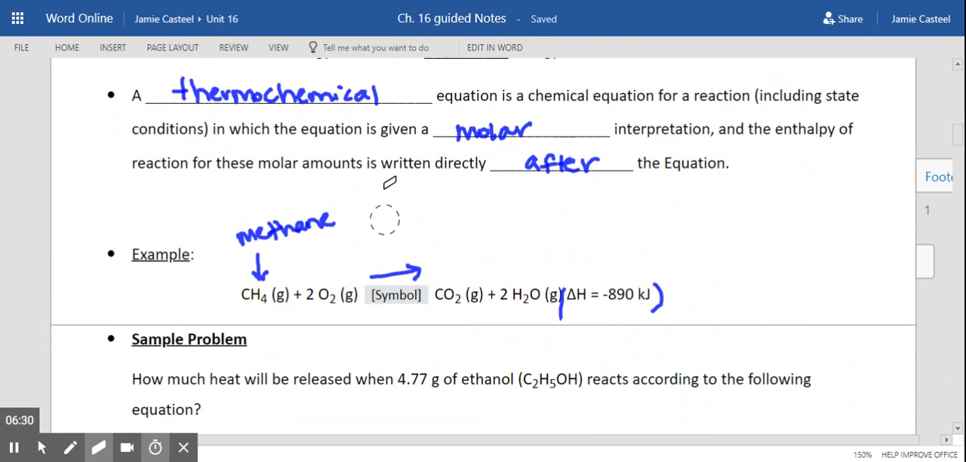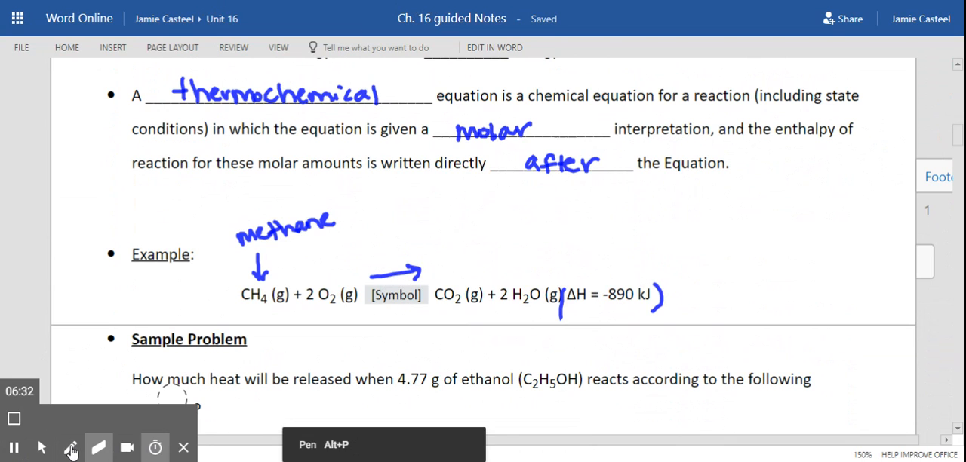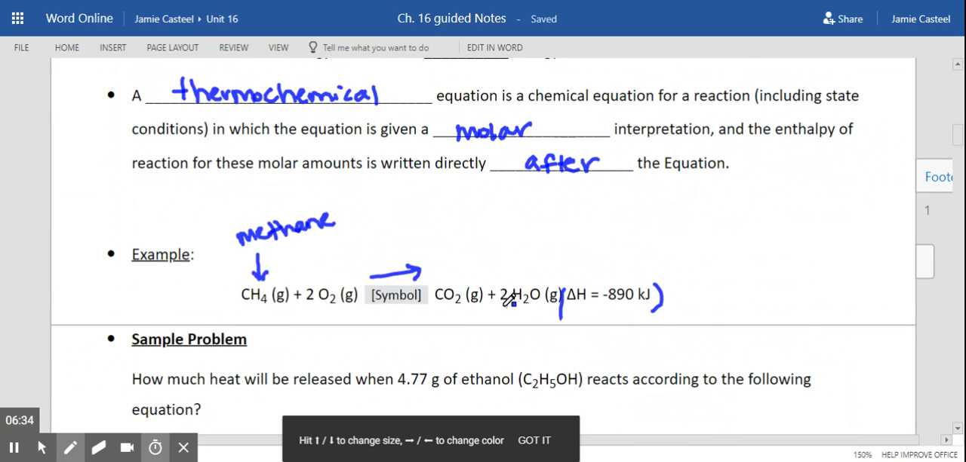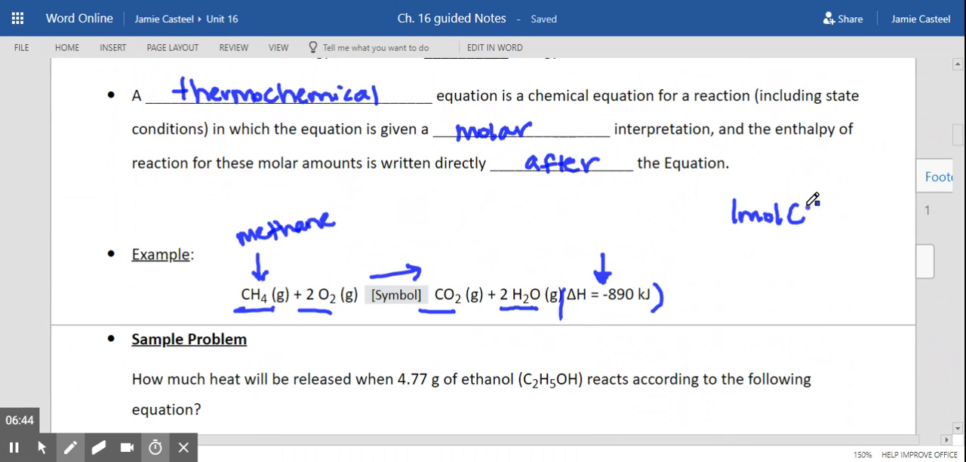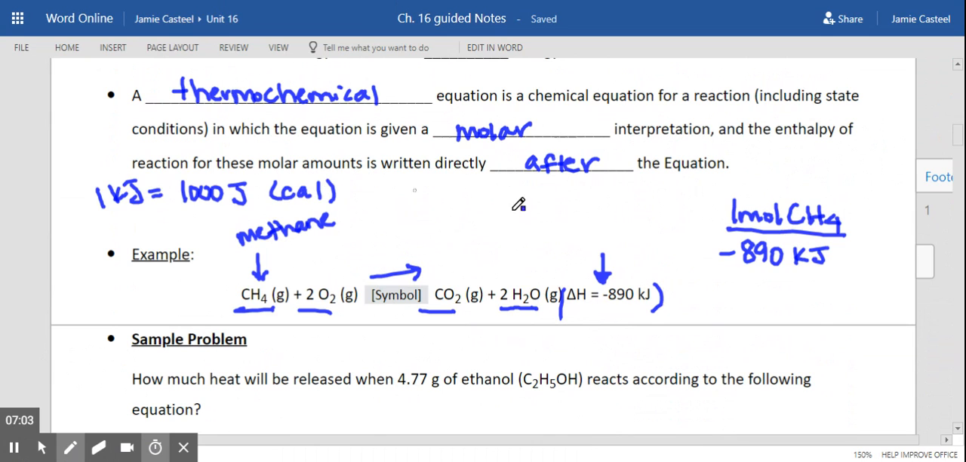So how do we use this? Well, we use this just like we did before. I use the molar numbers for each substance. And now I'm going to use the heat to solve these problems. So for every 1 mole of CH4, I release 890 kilojoules. You can leave the negative in there. And remember, a kilojoule is equal to 1,000 joules. Another energy unit is the calorie, but we'll come back to that later.